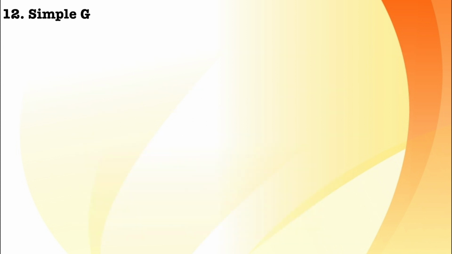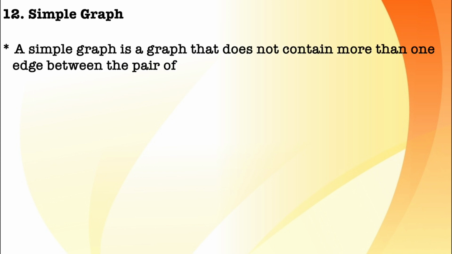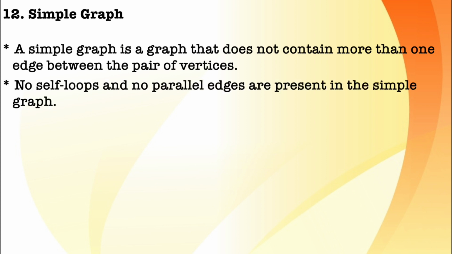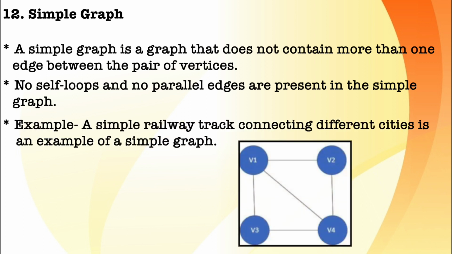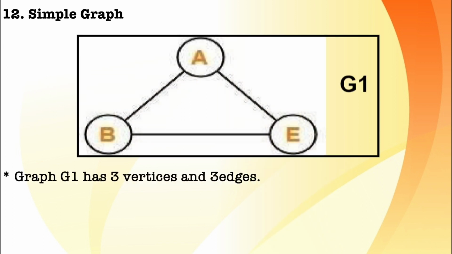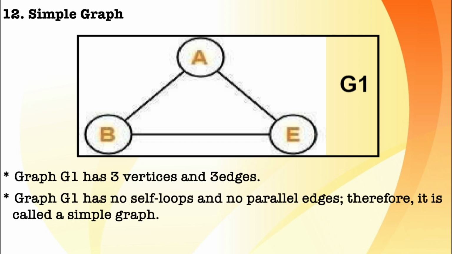Next is the simple graph. A simple graph is a graph that does not contain more than one edge between a pair of vertices. A graph is said to be a simple graph if it does not consist of any self loops and no parallel edges are present. For example, a simple railway track connecting different cities is an example of a simple graph. In the figure, we have 3 vertices and 3 edges. There are no self loops and no parallel edges, so this graph is called a simple graph.